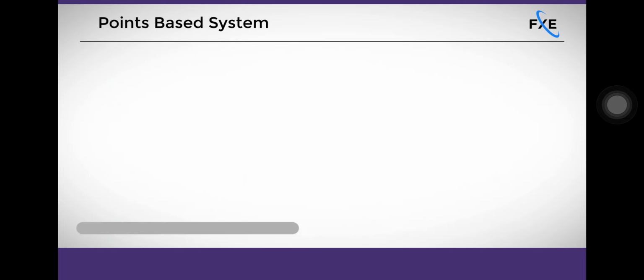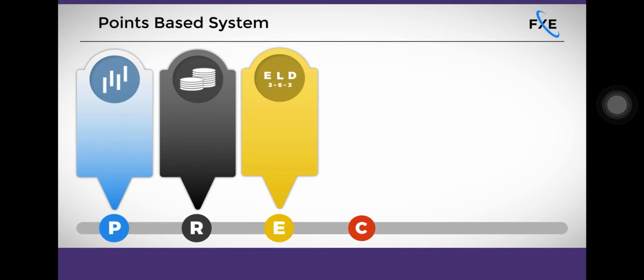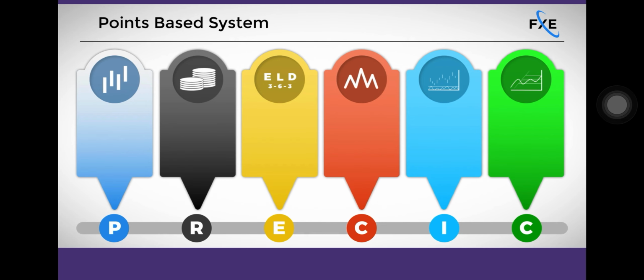The term Pressing is an acronym for all of the components we use to assess the quality of the trades that we consider when carrying out our analysis. The points-based system is built on 6 components, with each representing the important elements of the Technical Analysis Masterclass and the ELD 363 multi-time frame system.